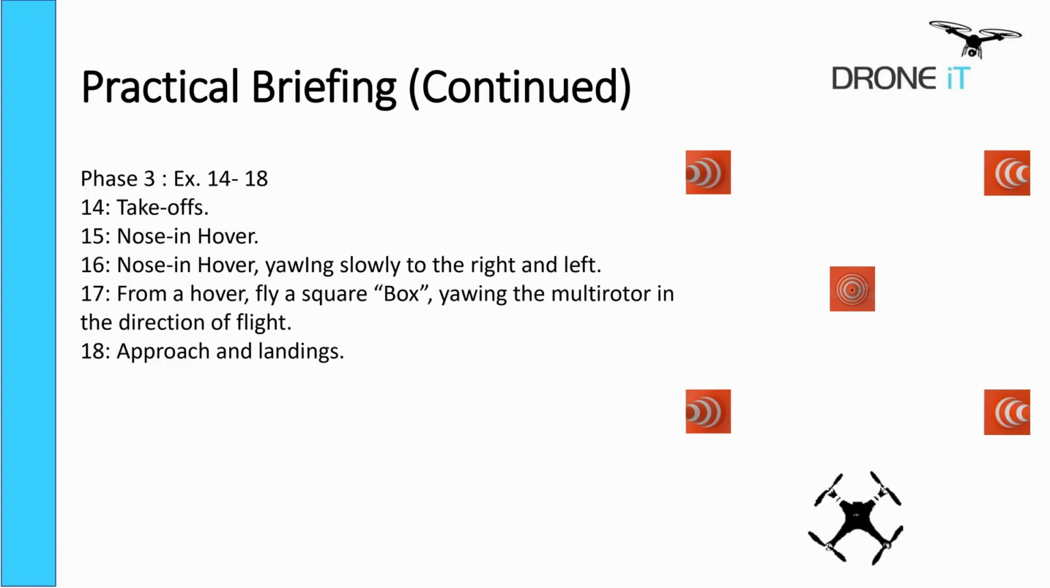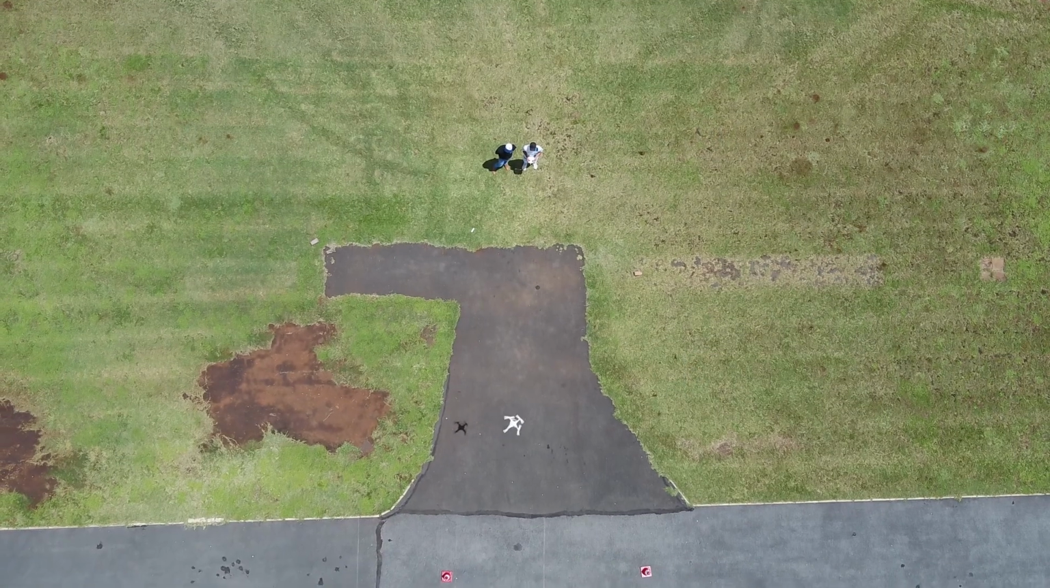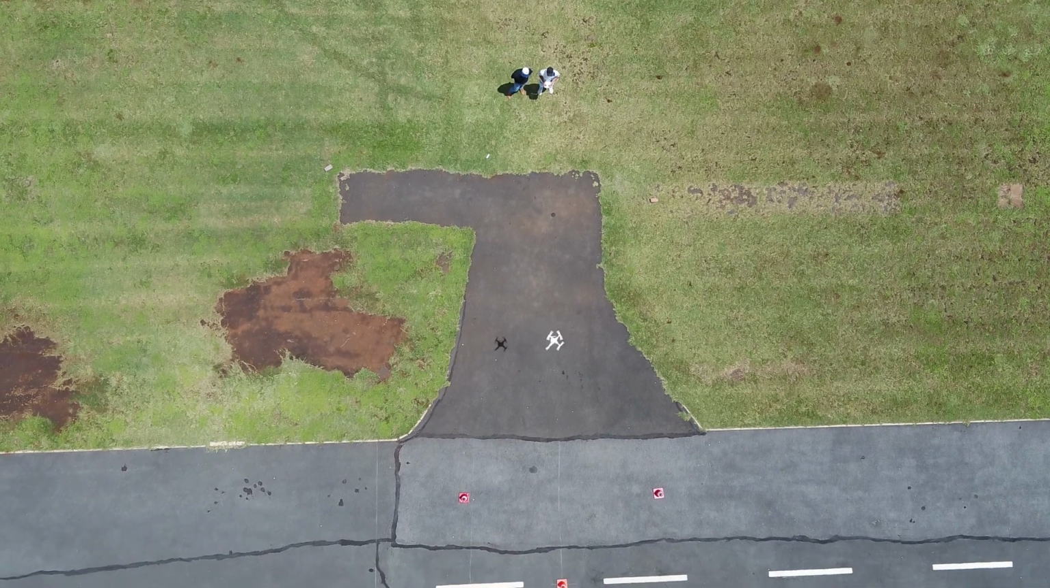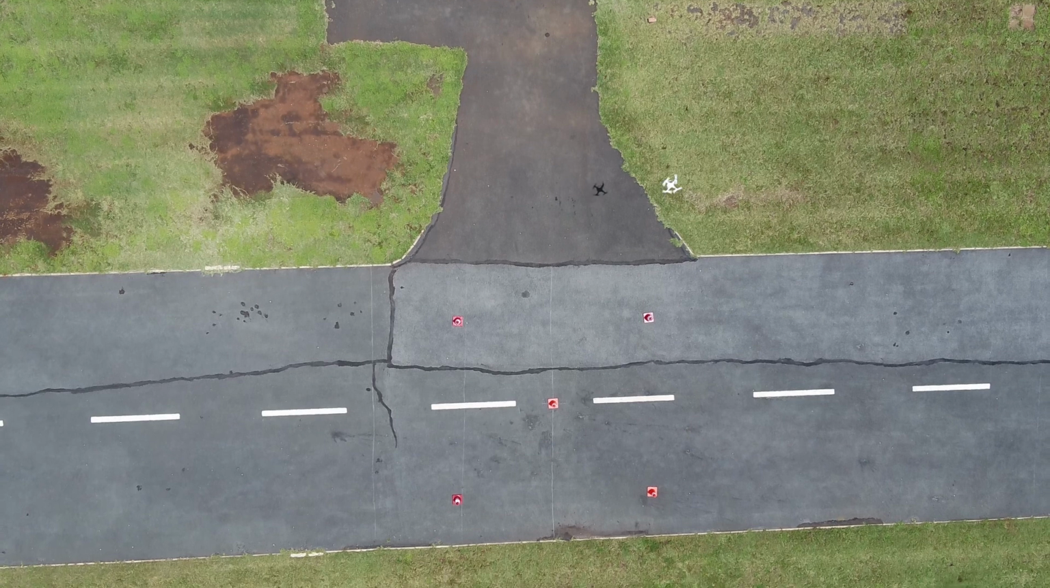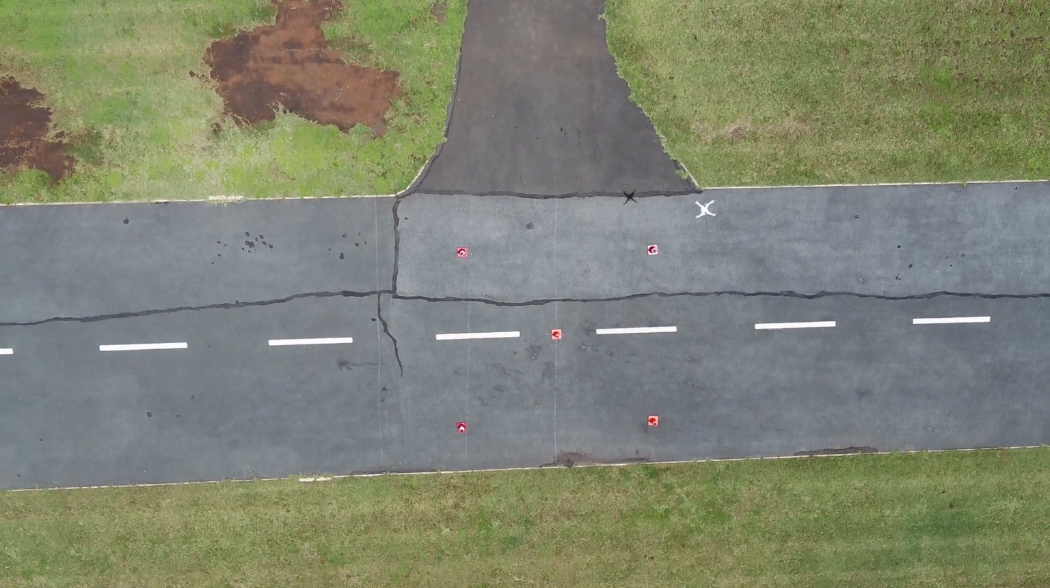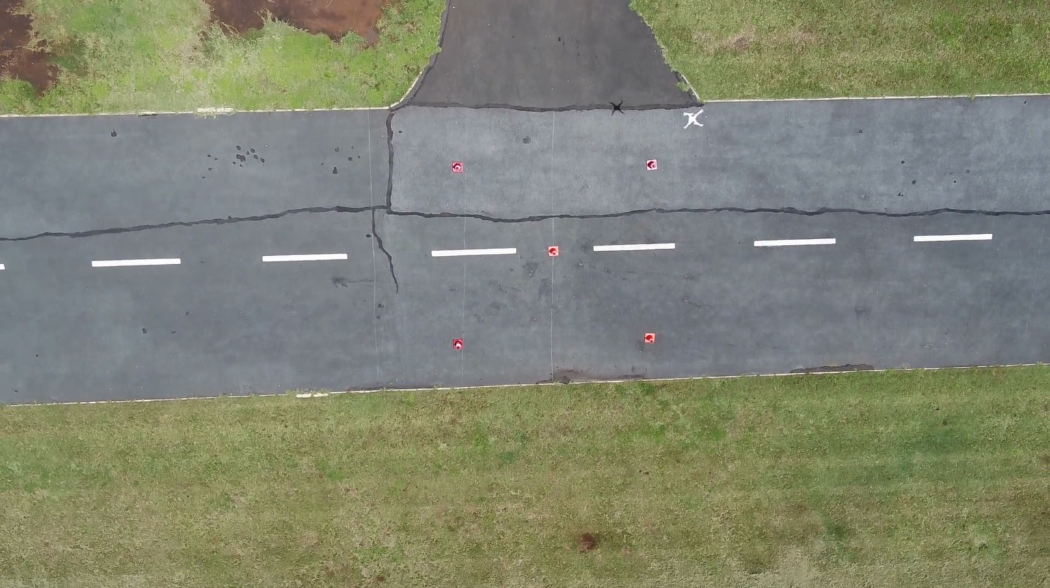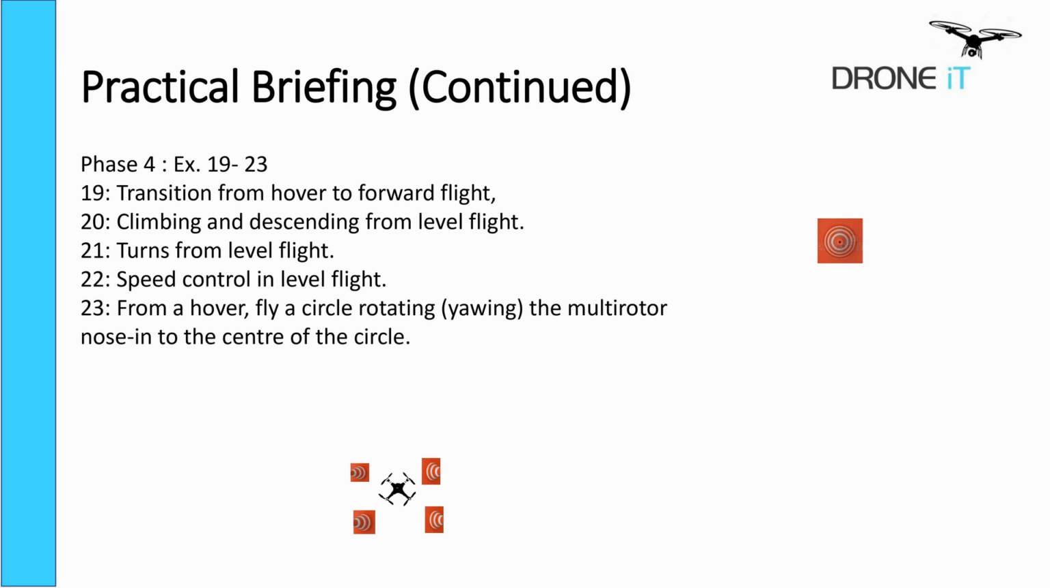Next will be phase 3. This is basic maneuvers. This will include exercises like takeoff and landing, flying a box, where you will be yawing over each cone and then hovering the aircraft in anti-mode. Then phase 4 will be more advanced maneuvers. This will include exercises like horizontal ascent and descent, level turns, speed control, and flying a point of interest.